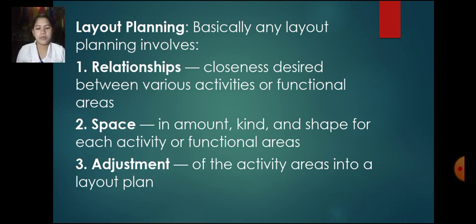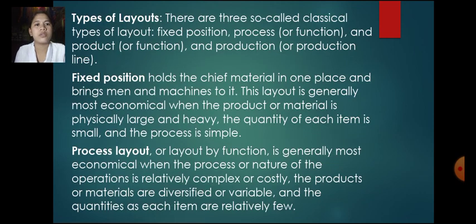So let's proceed to the types of layout. There are three so-called classical types of layout: fixed position, process or function, and product or production line. Fixed position holds the shape or materials in one place and brings men and machines to it. This layout is generally most economical when the product or materials are physically large and heavy.